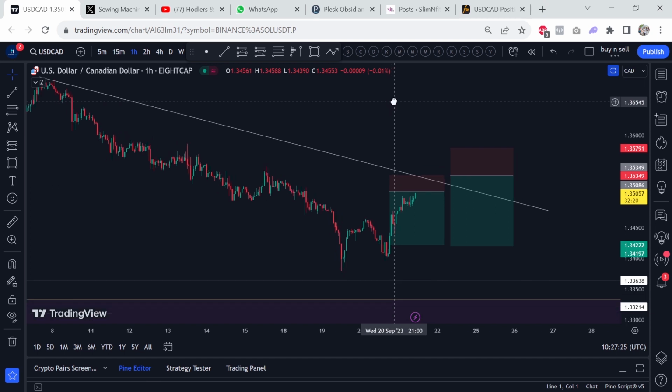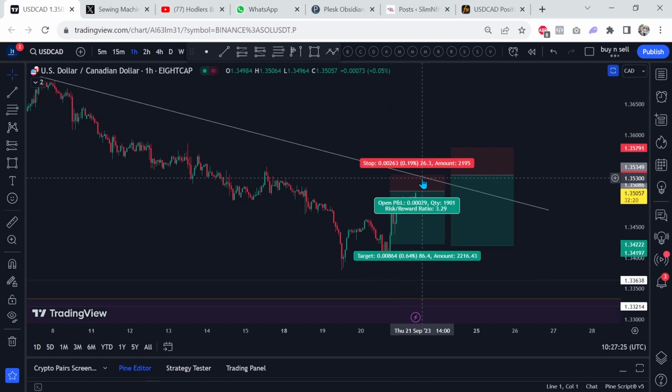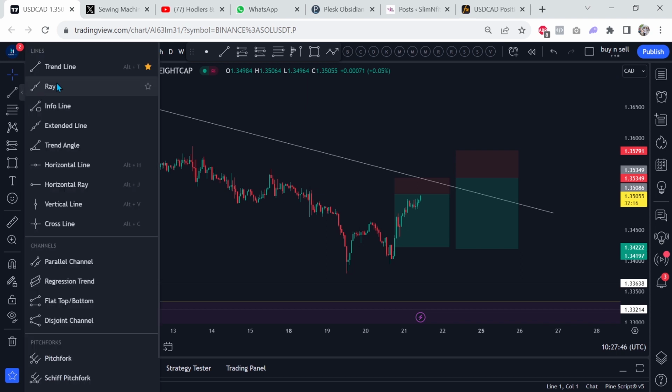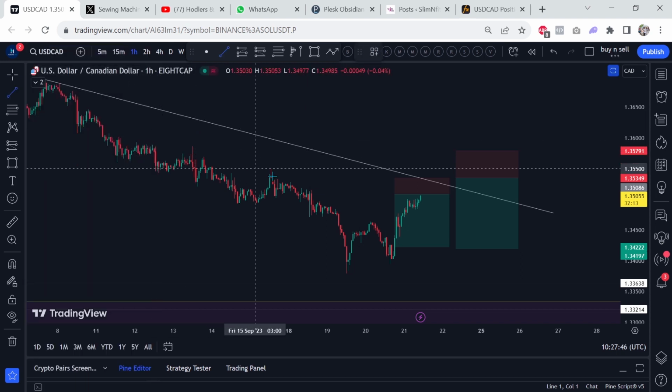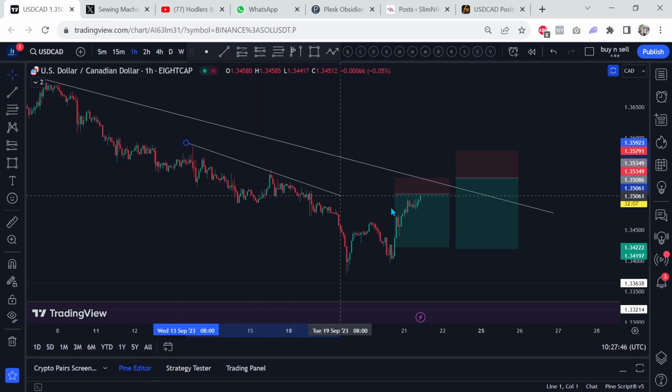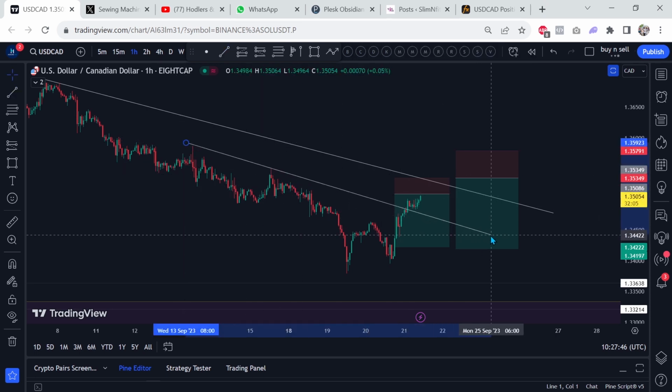So I'm looking to take my trade at this trend line that has been holding. It had an external trend line, and it also had an internal trend line. The internal one has been broken, which supports the move, like, okay, this is pushing to the upside.